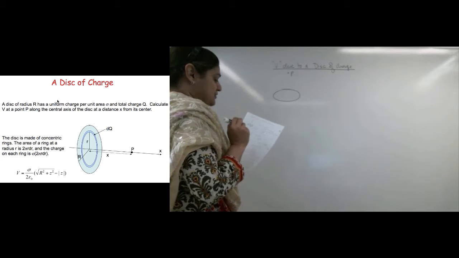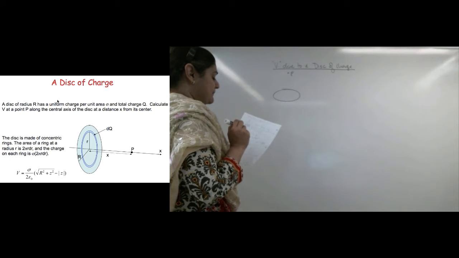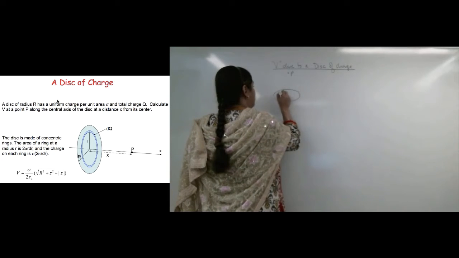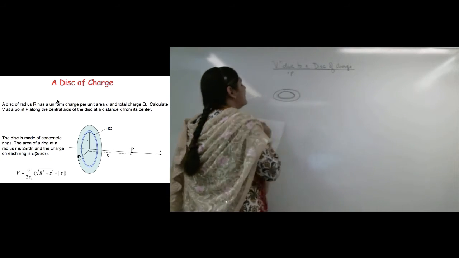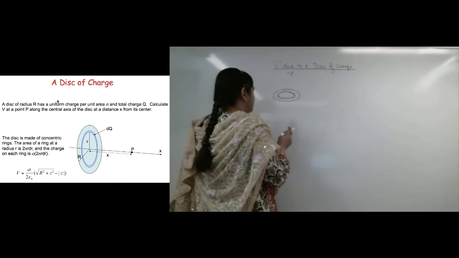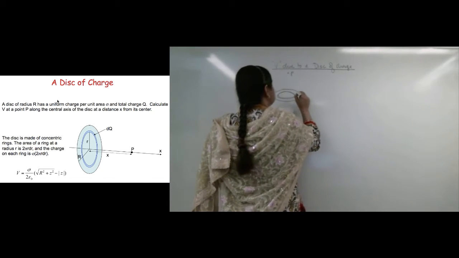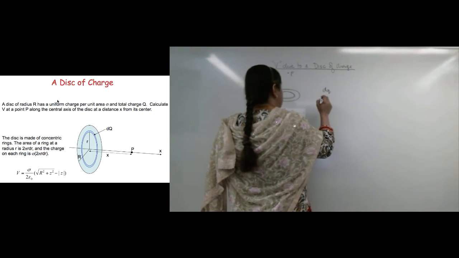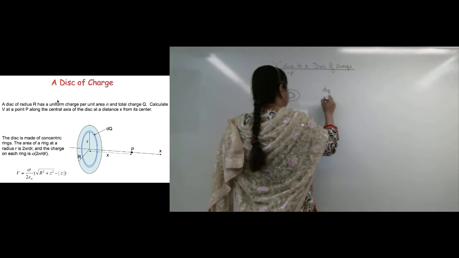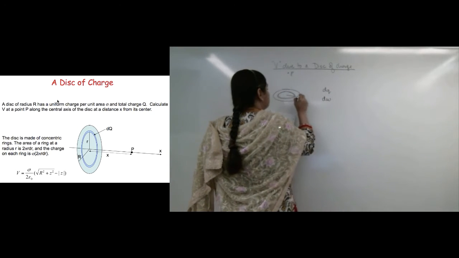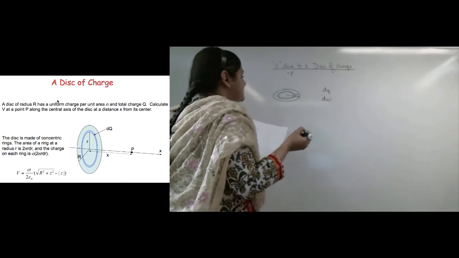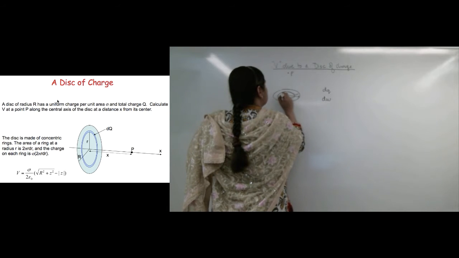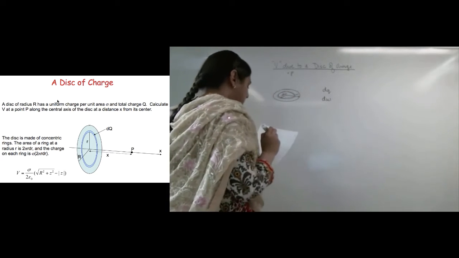Well, instead of talking about dq, I could in fact talk about rings. So I'm going to divide my disk into little tiny rings. Okay? And each is going to have dq, and each is going to have a radius dw. If I just call the radius w, then each of these little rings is w distance away.